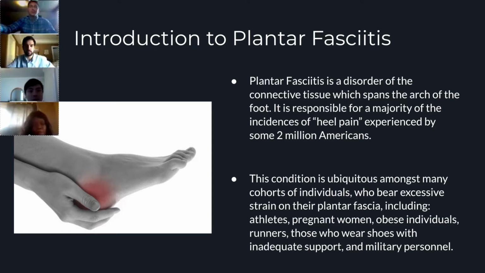Basically, to start, I'd like to introduce plantar fasciitis as a disorder of the connective tissue which spans the arch of the foot. It's responsible for a majority of the incidences of heel pain experienced by millions of Americans annually. This condition is very common among certain cohorts of individuals, such as athletes, particularly runners, also pregnant women, or anyone who has footwear that frankly does not support their foot well enough.